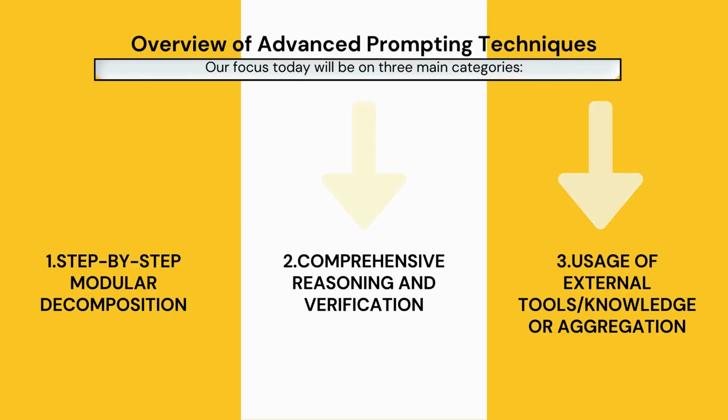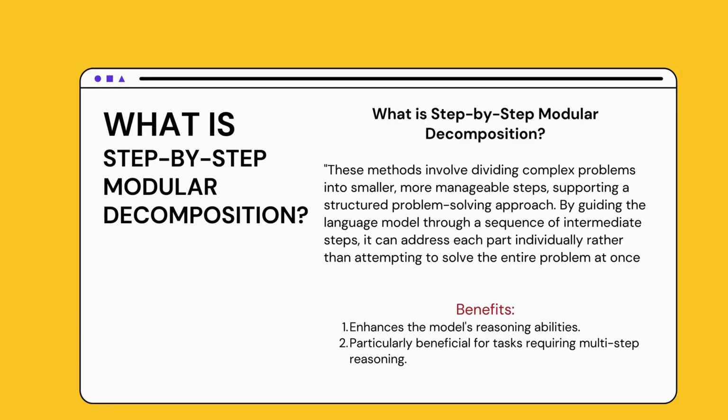Let's begin with the first category: step-by-step modular decomposition. What is step-by-step modular decomposition? These methods involve dividing complex problems into smaller, more manageable steps, supporting a structured problem-solving approach. By guiding the language model through a sequence of intermediate steps, it can address each part individually rather than attempting to solve the entire problem at once. Benefits: enhances the model's reasoning abilities, particularly beneficial for tasks requiring multi-step reasoning.